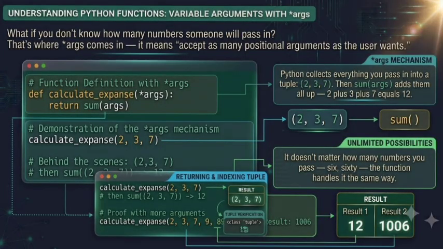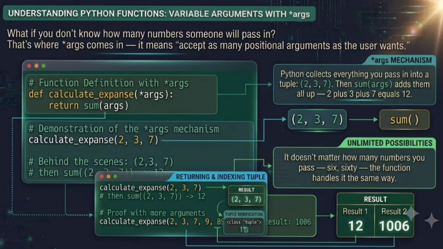Let's see how this actually plays out in the code. We have a function called calculate_expense, and we define it with star args. Down below, we call it and pass in 3 numbers, 2, 3, and 7. Python just collects everything you passed into a tuple, exactly like we saw in the last section. Then the built-in sum function just adds up everything inside that tuple. Let's trace the math real slow. 2 plus 3 is 5, plus 7 equals 12. And once again, notice our spotlighted return statement sending that 12 right back.